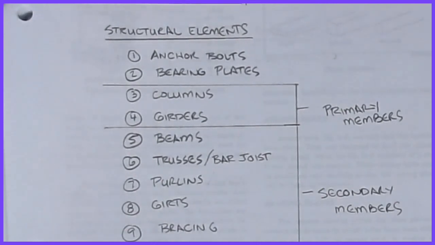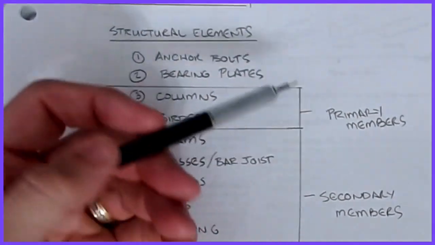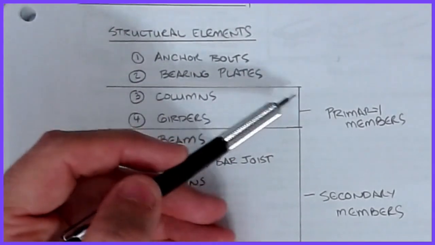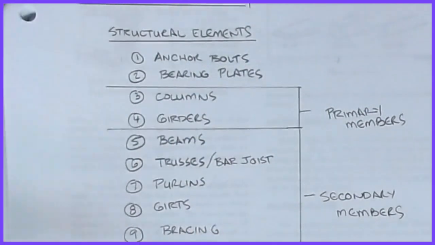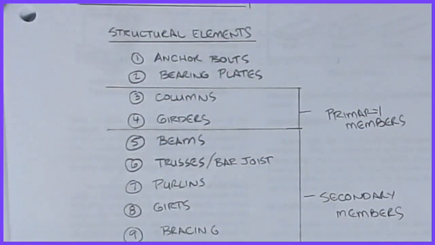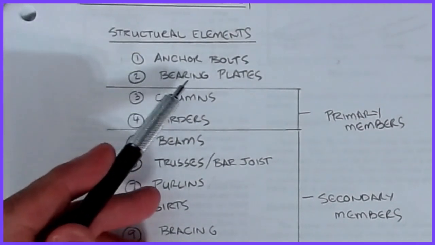Okay, structural elements basically divide up into three different basic categories. As a structural engineer, we're worried about all of them, but more often than not, we focus on two. They are the primary members and the secondary members, and then this last category would be more like connection details for foundations. Basically, how is your building being attached to the ground? And that's usually accomplished through anchor bolts and bearing plates.